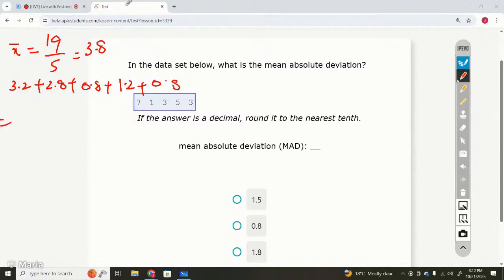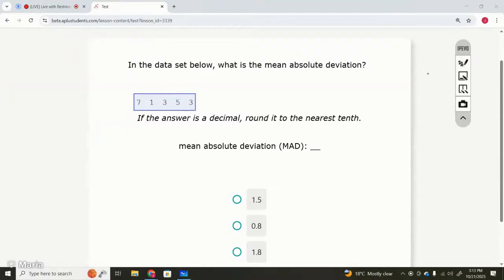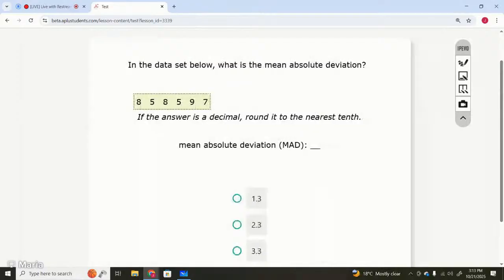Now I'm going to add them, that is 3.2 plus 2.8 plus 0.8 plus 1.2 plus 0.8. So the sum of all the values is 8.8 divided by 1, 2, 3, 4, 5. So 8.8 divided by 5 is 1.8. Option number 2 is the correct option. Then round off, so the correct option is 1.8. Please do not guess the answers. Got it?